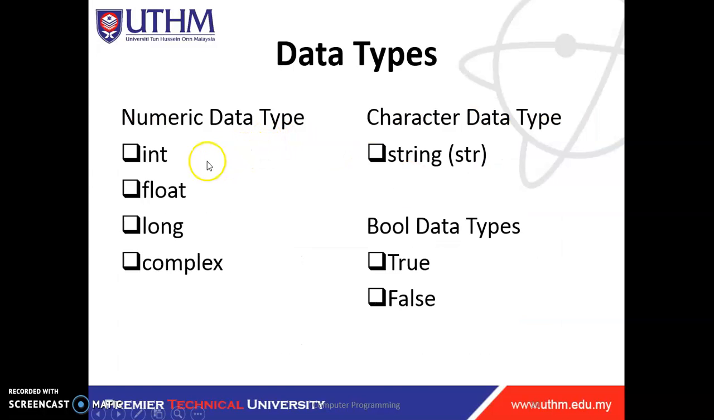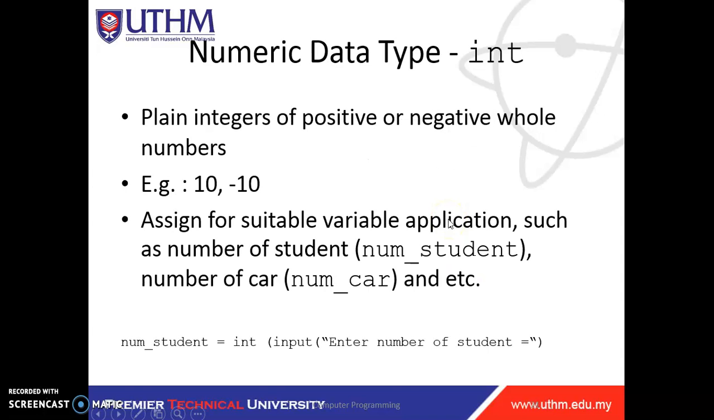Okay, so data types. For numeric data types we have integer, float, long, and complex. For character data types we have string. For the bool data type we have true, false, 1, 0. And for the numeric data type, we have plain integer, which is positive and negative whole numbers like 10, negative 10. It is assigned for suitable variable applications such as number of students or number of cars.